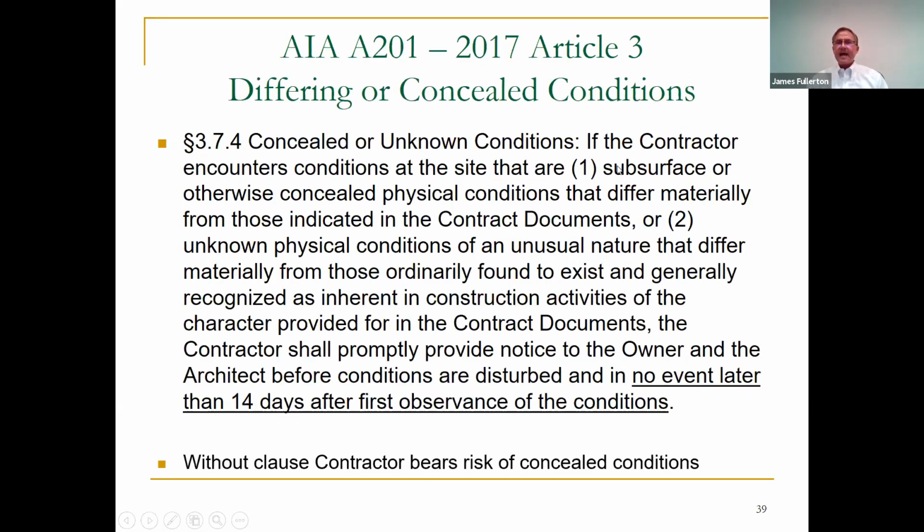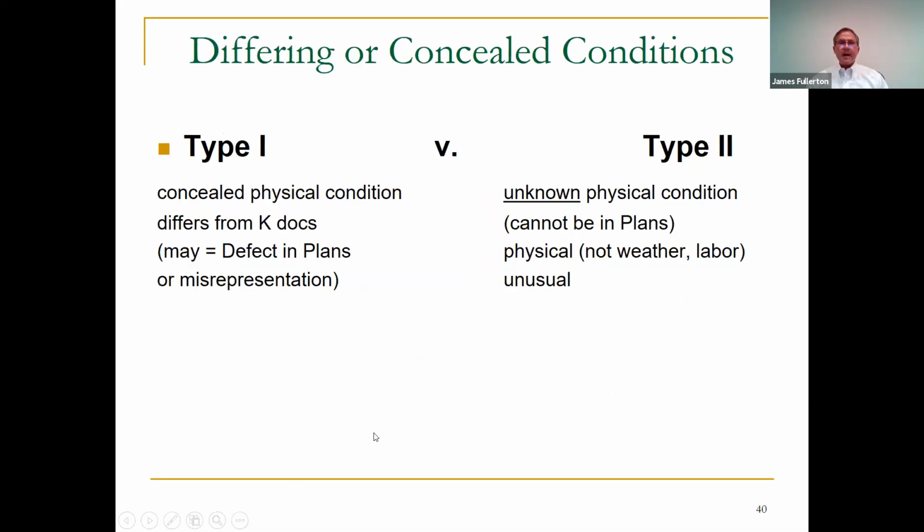Encounters conditions at the site that either, number one, subsurface or otherwise concealed conditions that differ materially from what's in the contract documents, or two, this is a different type, unknown physical conditions of an unusual nature that differ materially from those ordinarily found to exist. All right, so type 1 has to differ from the contract documents. It has to be a concealed condition that's different than the contract documents.